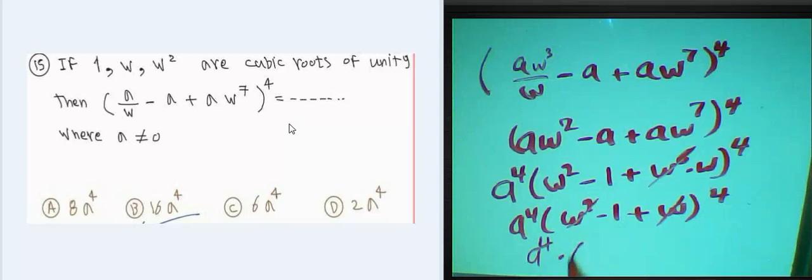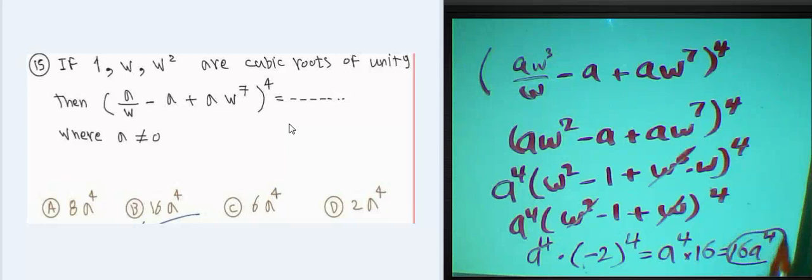Then a to the power 4 multiplied by negative 2 to the power 4, which is 16. Then the result will be 16a⁴ for question 15.